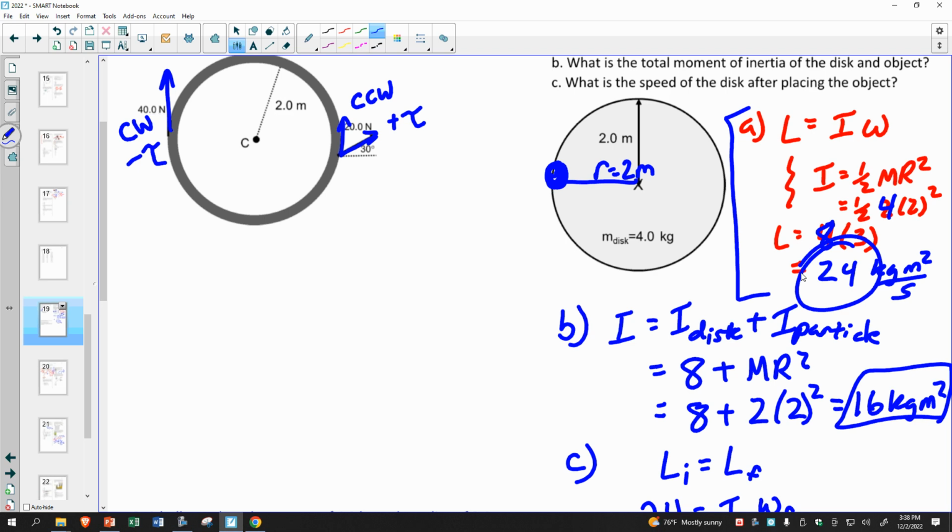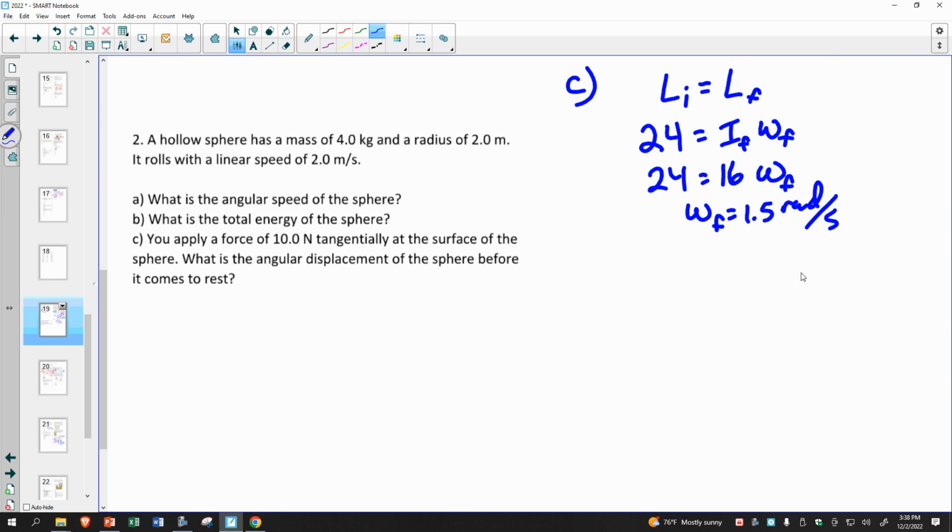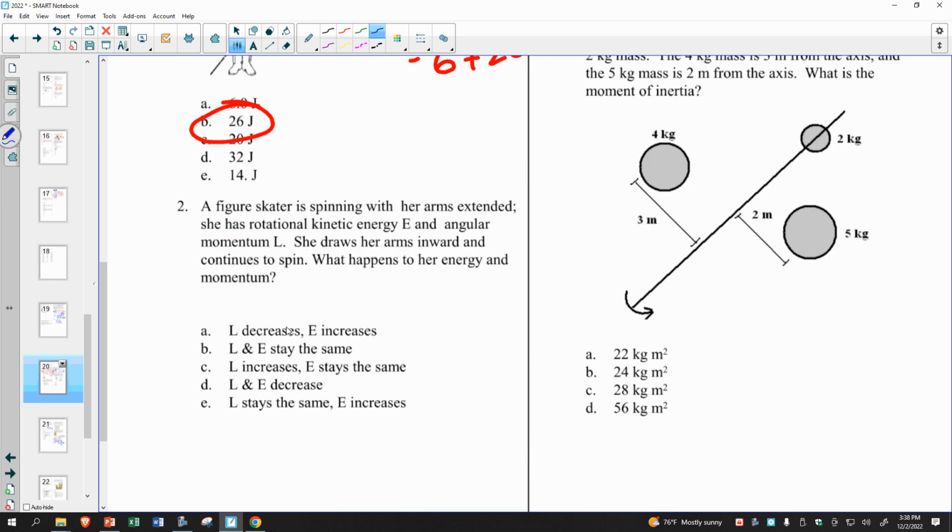What was the answer for number 2, on the multiple choice? On this test? Yes, sir. Oh yeah, so she has her arms out, she brings them in. When she brings them in, she goes faster, right? Now, her angular momentum will always stay the same, unless there's some outside torque, which there's not in this case. So I can get rid of this one, this one, this one. It's either V or E.